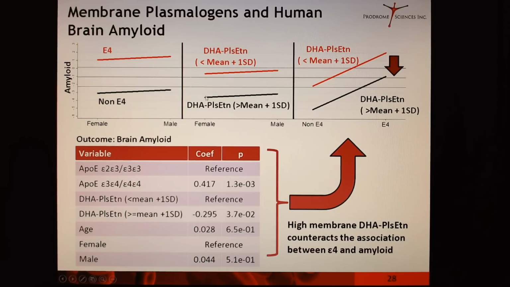Likewise, people that had high levels of DHA plasmalogens in the brain also had low amyloid in the brain, and people with low to moderate levels of DHA plasmalogens had high levels of amyloid in the brain. More importantly, E4 carriers with high levels of DHA plasmalogens actually had normal levels of amyloid in the brain. So here we're seeing in human postmortem brain tissue exactly what we're seeing in laboratory cell culture, that both the E4 and the DHA plasmalogen observations are observed in humans.